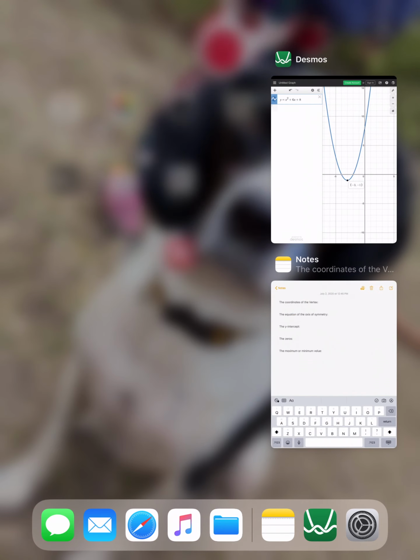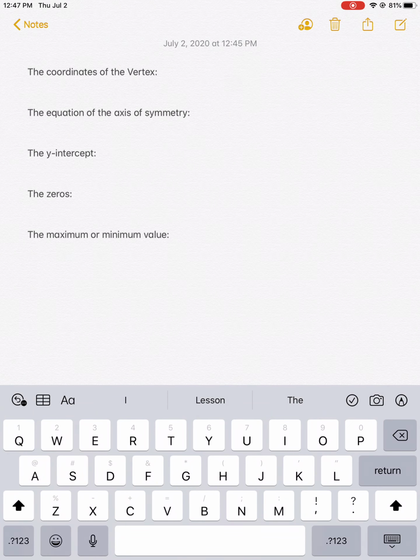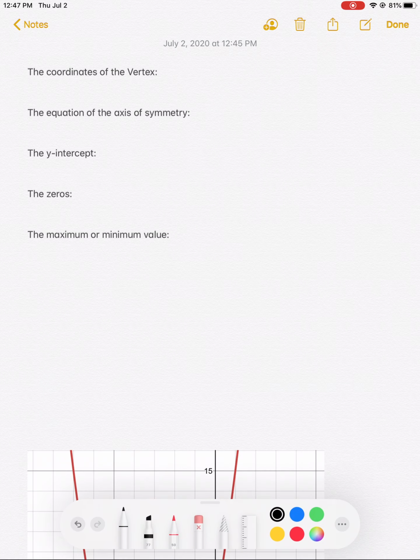So the coordinates of the vertex, as I said, needs to be a coordinate, so that means it has to be (x, y).